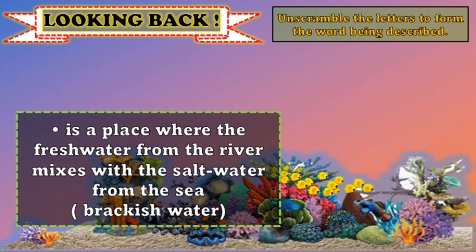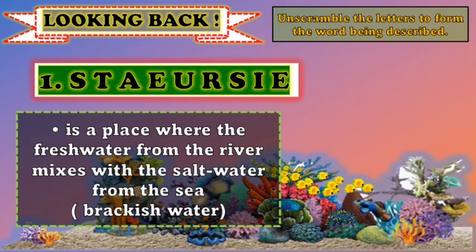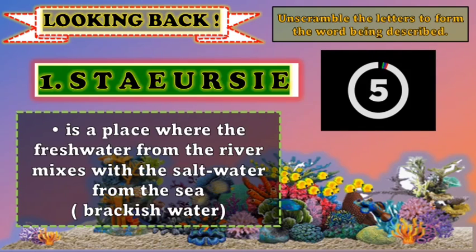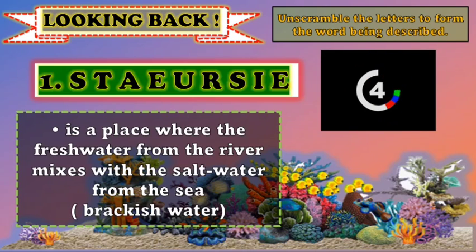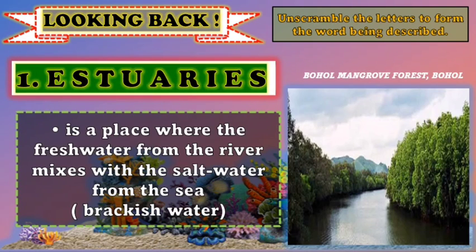The first one is, it is a place where the fresh water from the river mixes with the salt water from the sea, or this is what you call the brackish water. This is the scrambled word. I'm giving you 5 seconds. 5, 4, 3, 2, 1. Okay, you get the word already? Very good. That is estuaries. So an estuary is a place where the fresh water from the river mixes with the salt water from the sea, or what you call the brackish water.